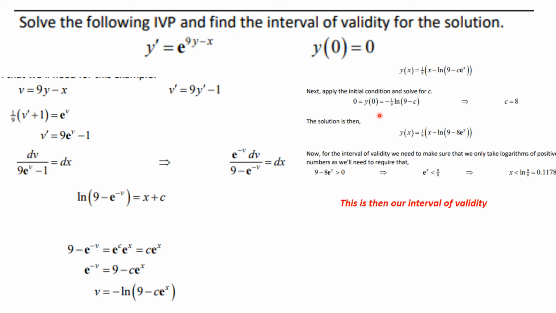And we apply the initial condition, solve for c. c is 8, and so we have this is our solution. Now for the interval of validity, this must be greater than 0, and so that means that e to the x is less than 9 over 8, and so that's x being less than the natural logarithm of 9 over 8. And that's our interval of validity because that contains 0.